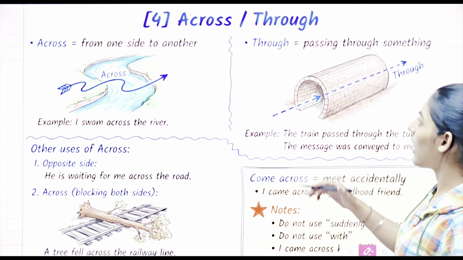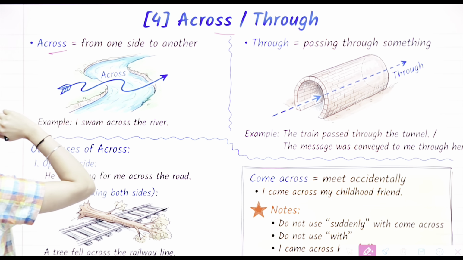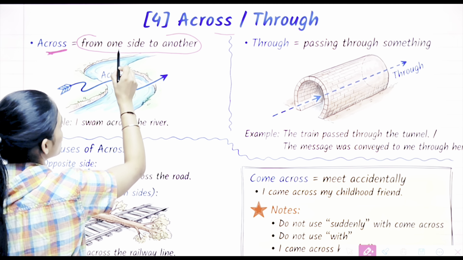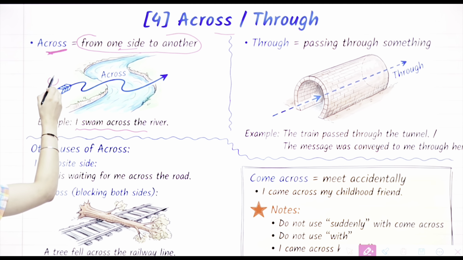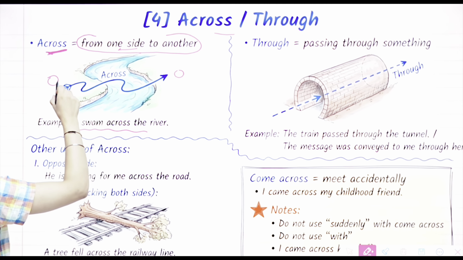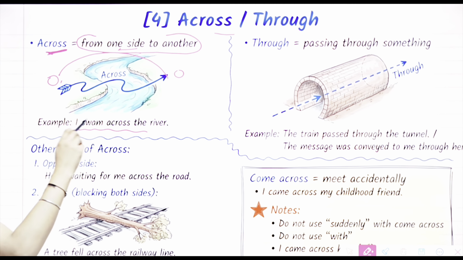Yes. Now we have across and through. Across means from one side to another. For example, I swam across the river. I was here and I swam across this river to this side. So the side has been changed from one side to another.